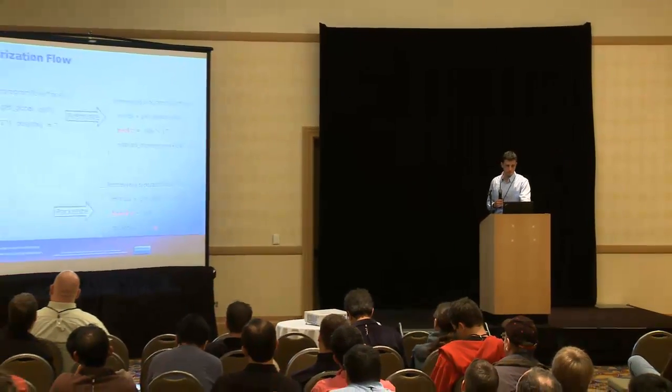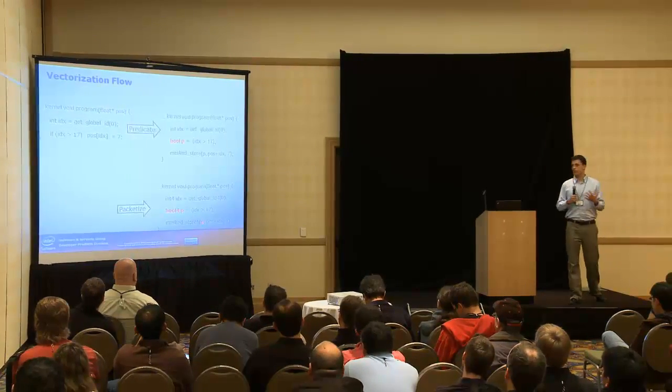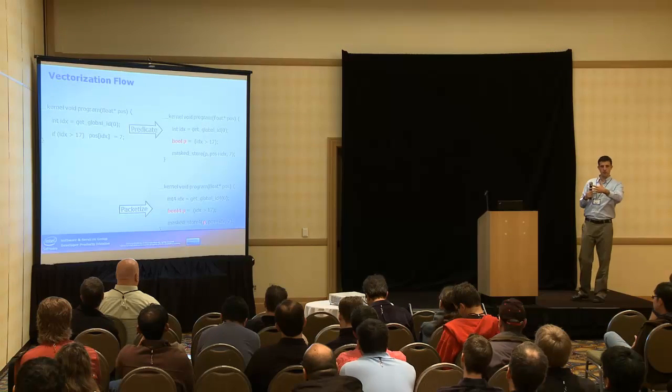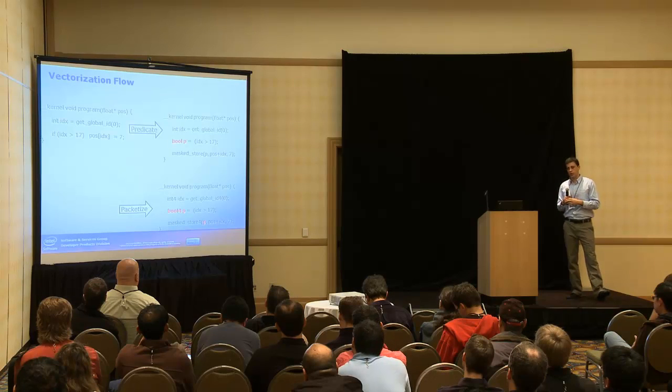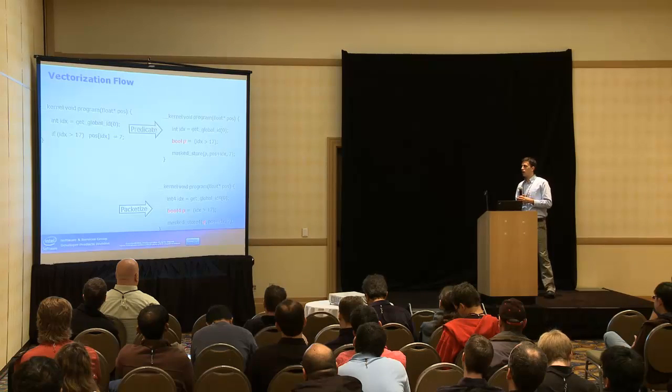In the example here, you see that not all of the work items go the same path. If the index is greater than 17, only then will the value 7 be written to memory. And we also need to handle more complex control flow, while loops, etc. So predication comes before packetization. By the way, this is not LLVM IR, just an example. We actually predicate LLVM IR and packetize LLVM IR.